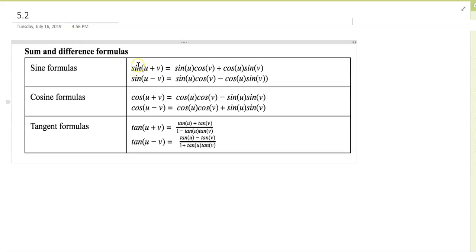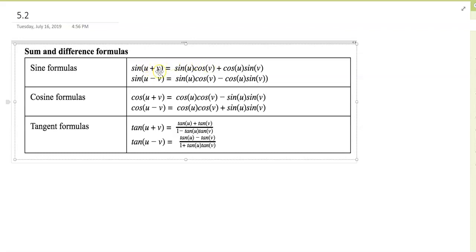The sine formula says that the sine of u plus v is equal to sine of u cosine of v plus cosine of u sine of v. The sine of u minus v is equal to sine of u cosine of v minus cosine of u sine of v.